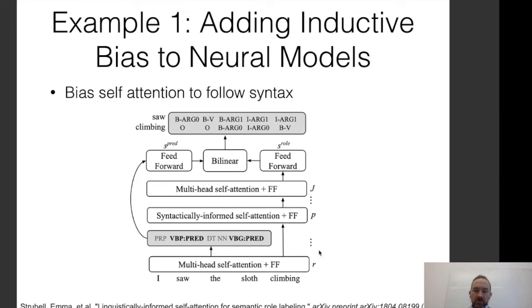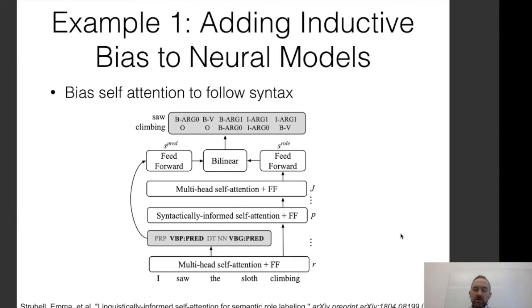This is an example of linguistically informed self-attention that was used for the task of semantic role labeling. Essentially, what this model does is it takes a self-attention model, like the transformer model that we've talked about previously, and it supervises one of the attention heads to try to make that attention head follow dependency structure. So that's what this syntactically informed self-attention is.